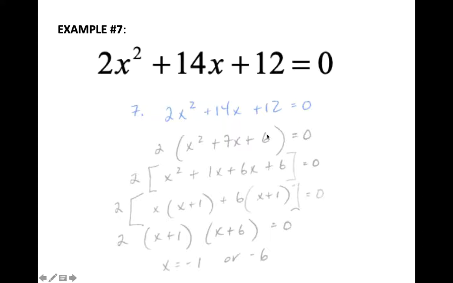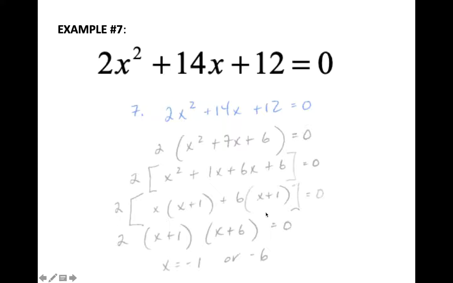So I look for two numbers that multiply to be 1 times 6, so 6, and add to be 7. Those two numbers are 6 and 1, and I'll pull apart the middle term and then start to factor, pulling an x away for the first two and a 6 away from the others, so that I get a common factor of x plus 1 and leftovers of x plus 6. So I find that x is equal to negative 1 or negative 6.